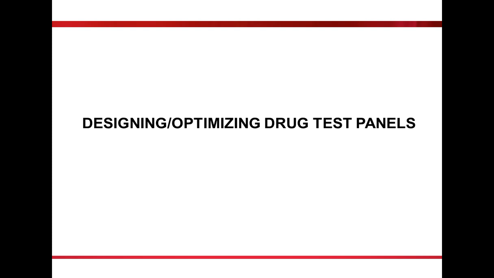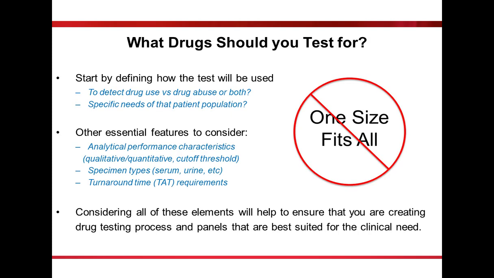All right, so the next part of this talk relates to designing and optimizing drug test panels. Before you start deciding what individual components you should have for your test panels, you really should take a step back and start by defining how the test will be used. What's the goal? Is the goal to detect drug use, to detect drug abuse, or perhaps both? And what patient population do you intend on using this in?